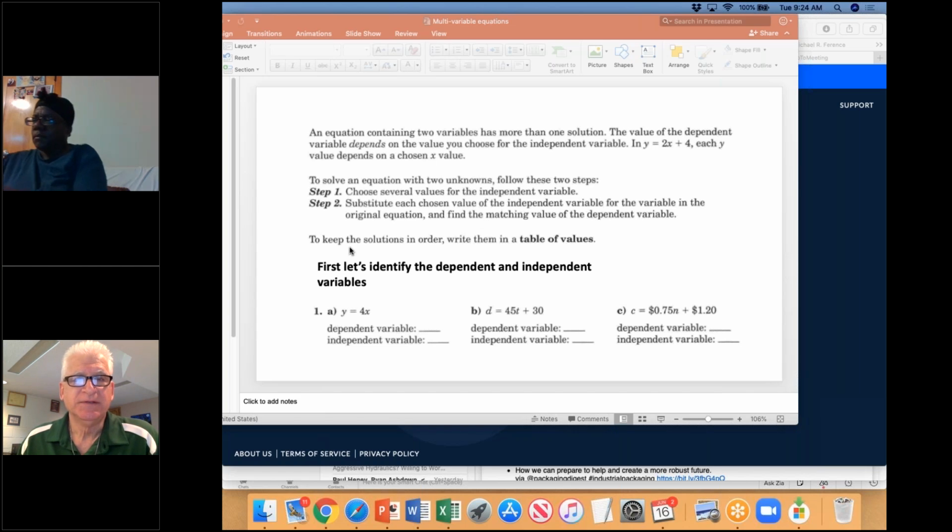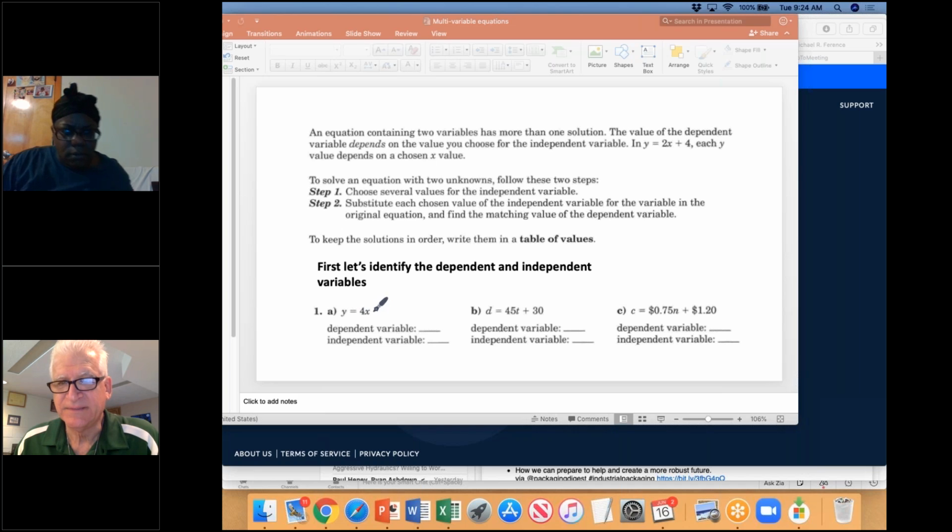So the first couple of problems here really are only going to help you to identify which is the dependent and which is the independent variable. So I'm going to use my pen. Hopefully you're going to be able to see that. In the first problem here, it is y equals 4x. And it's asking which is the dependent and which is the independent variable. You want to take a try at that?